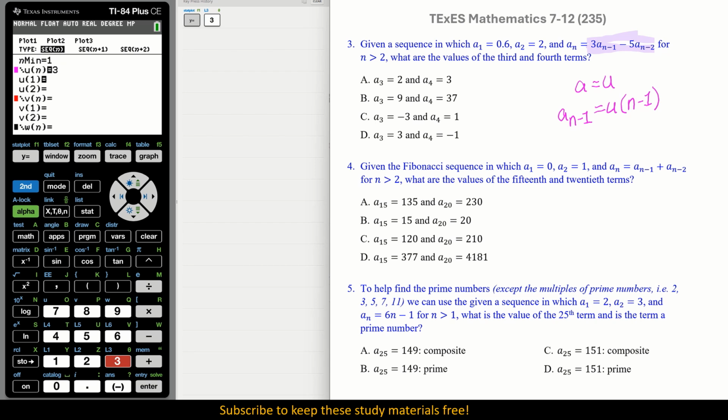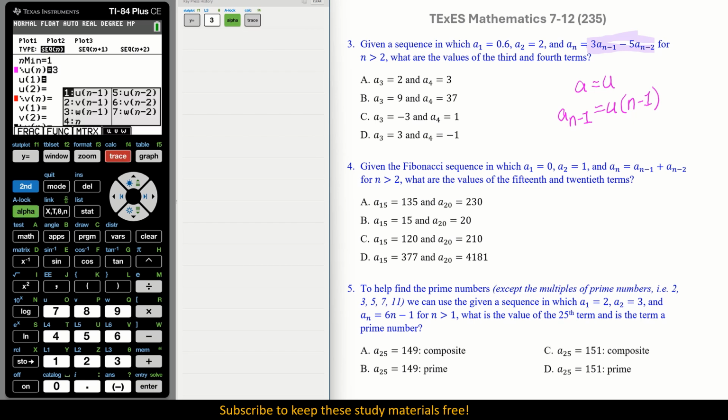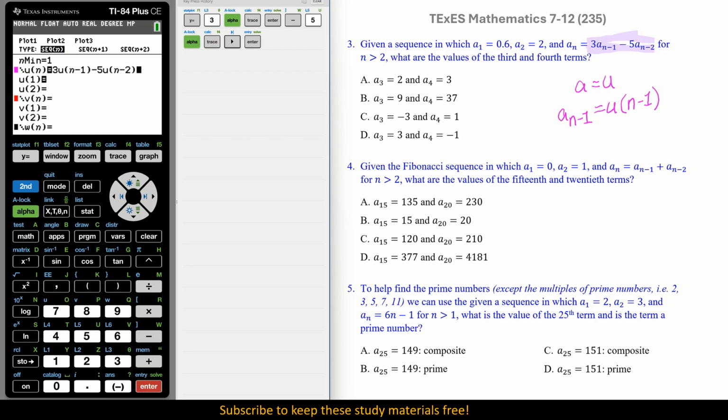Now you may say, I don't have a U. I don't see where to push U. We actually do have it. No worries. We are in sequence mode. So push alpha, trace, and it gives us what we need. But remember in function mode, that would have been our Y1 or Y2 and so on. We just need number 1, push enter, but now we need -5. So -5. Alpha trace again, but arrow over to that number 5, push enter, and now you have what you need.